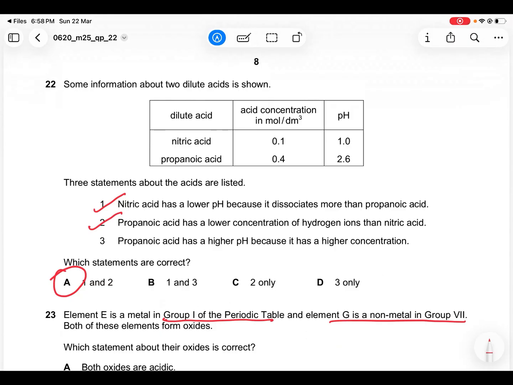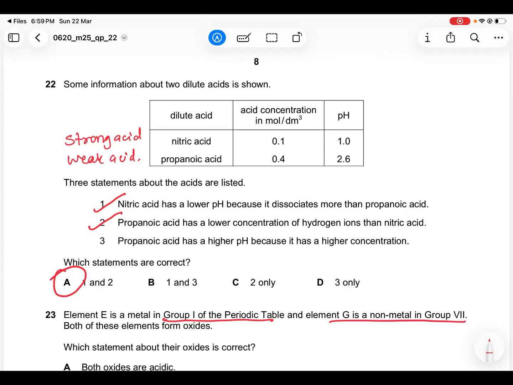Some information about 2 dilute acids is shown. They have given us nitric acid with its concentration and pH value. Same with propanoic acid, its concentration and pH value. 3 statements about the acids are listed. Nitric acid has a lower pH because it dissociates more than propanoic acid. We have to understand that nitric acid is a strong acid, and propanoic acid is an example of a weak acid. Strong acids always completely dissociate into ions, and there are more H plus ions available, because of which we have a lower pH.